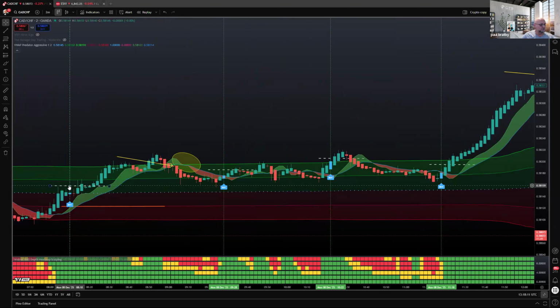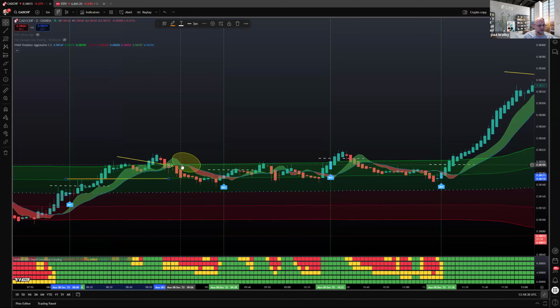So we enter here at this point, stop's here. Once we get a close above this first extension, you move the stop to the VWAP. So you're basically going one behind. Eventually, we get a close above the next extension, so we're now locking in profit with a stop loss here.